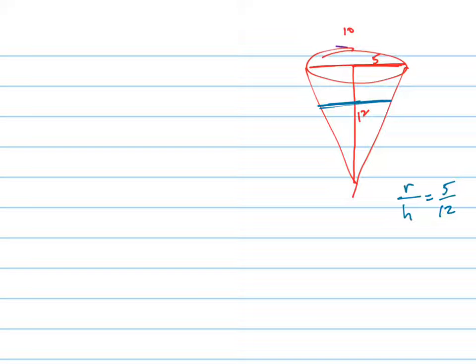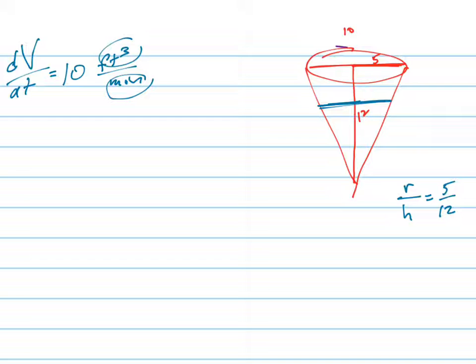So it says if water is flowing into the tank at a rate of 10 cubic feet per minute, so that's your dV/dt. You can tell by that, right? That's a rate, and it's the rate of a volume. Find the rate of change of the depth of the water, which we're calling height, so they want dh/dt, when the water is 8 feet deep, when h equals 8.